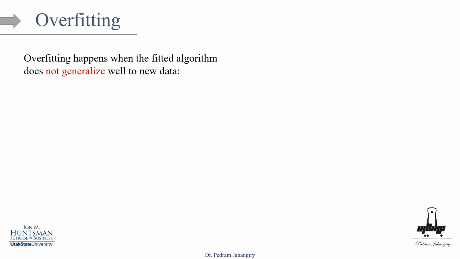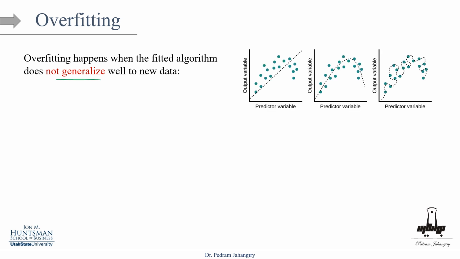Okay, so to recap the concepts of overfitting, overfitting happens when the fitted algorithm does not generalize well to new data. So this is an example for regression. Here's what we have, overfitting, right? Again, it's doing a perfect job in the train set, but it does not generalize well in the test data, because if this is test data, you can see the black dashed line is not doing a good job at all.